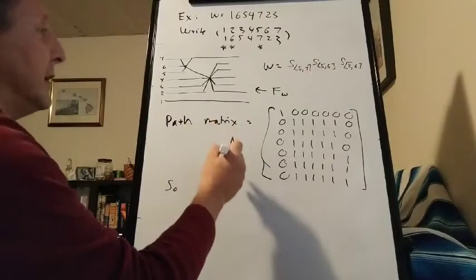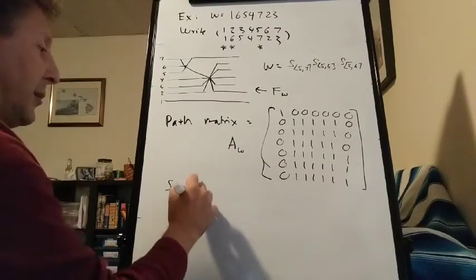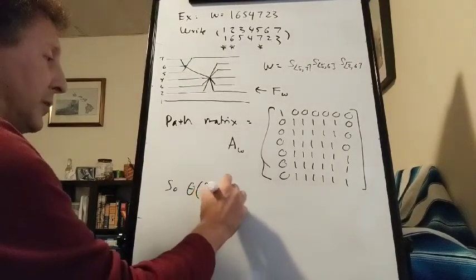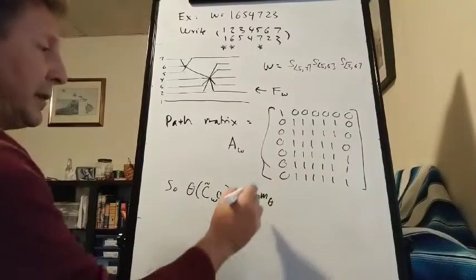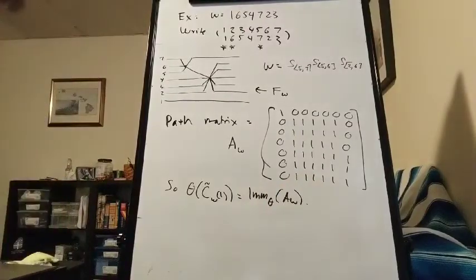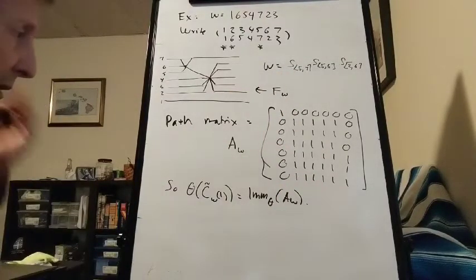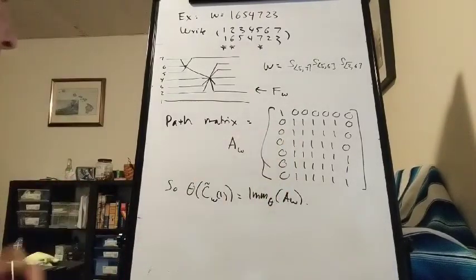So if this is A_W, that means that we can apply a trace theta to C_W by evaluating the theta immanant at A_W, which is sort of an easy matrix. It has all zeros and ones. If we have a good grasp on what the immanant is, that should be pretty easy.